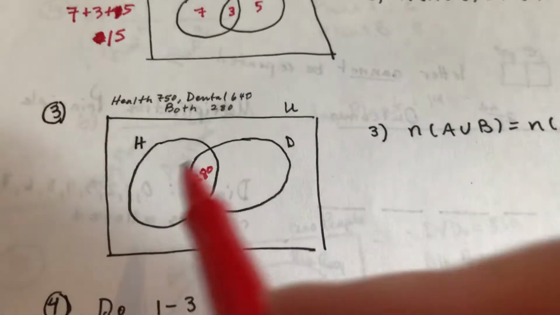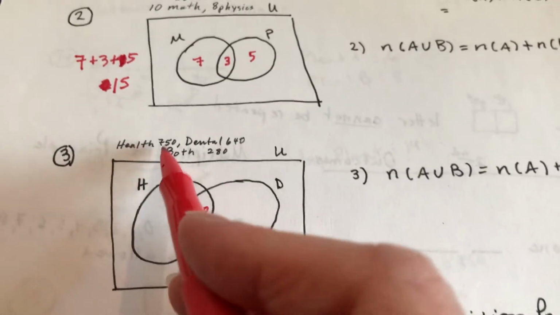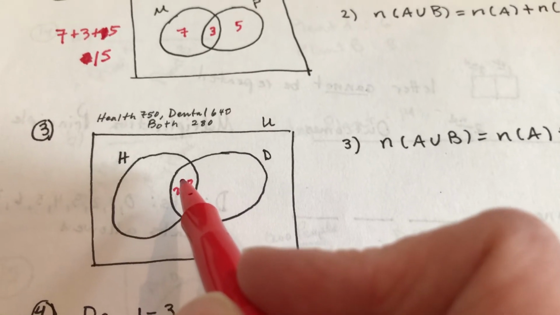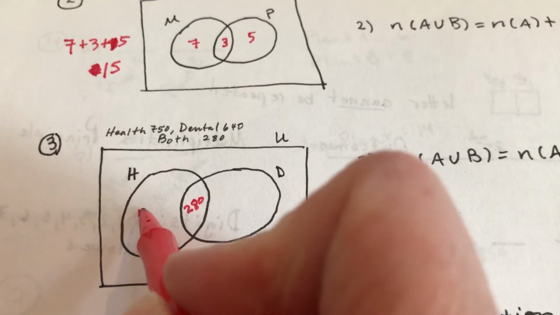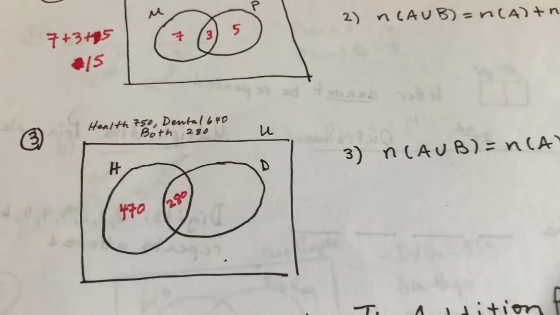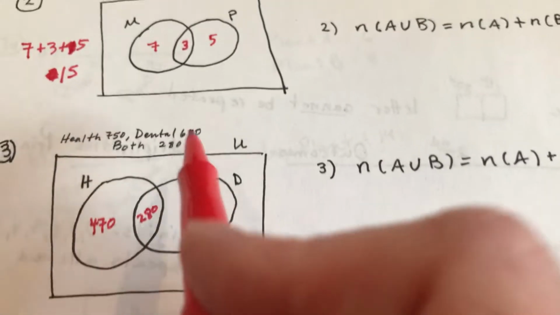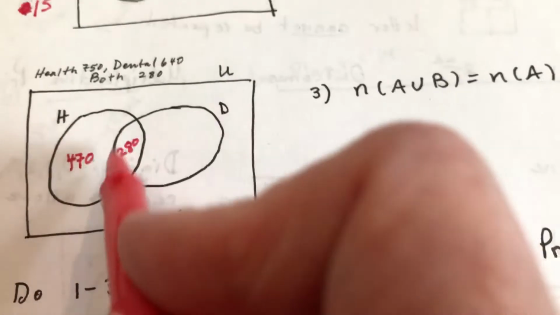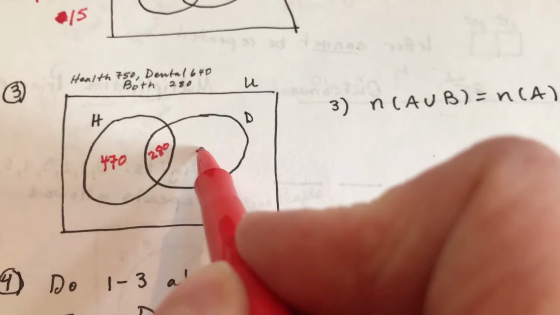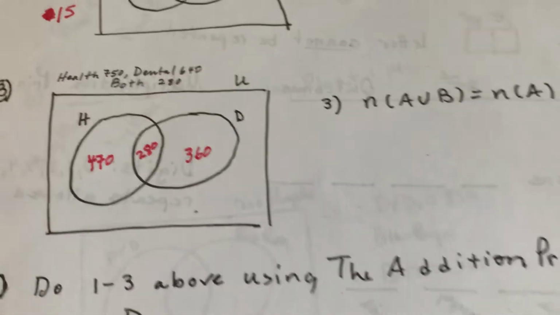And now here, in order to do health, this has to add to 750. So I took my calculator out and subtracted, and I got 470 here. So that's just taking 750 minus 280. Now for my dental, that has to add up to 640 in here. So take 640 and subtract, and you get 360.